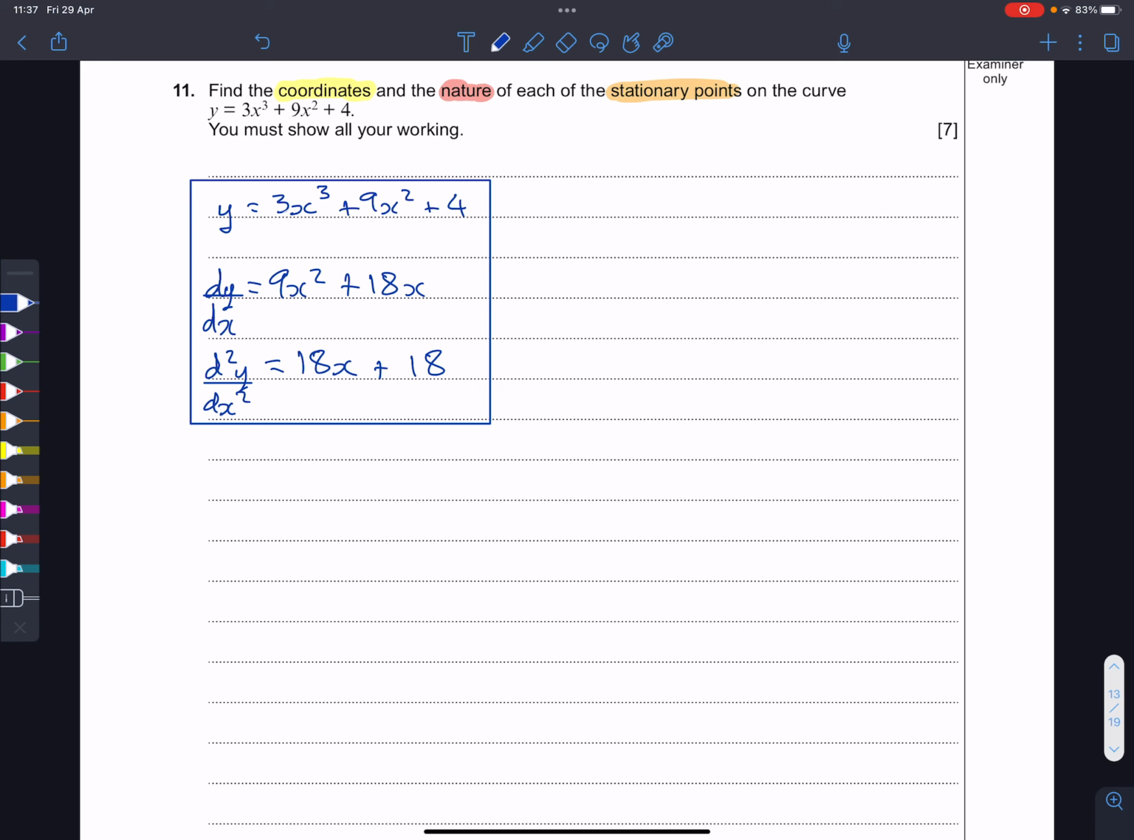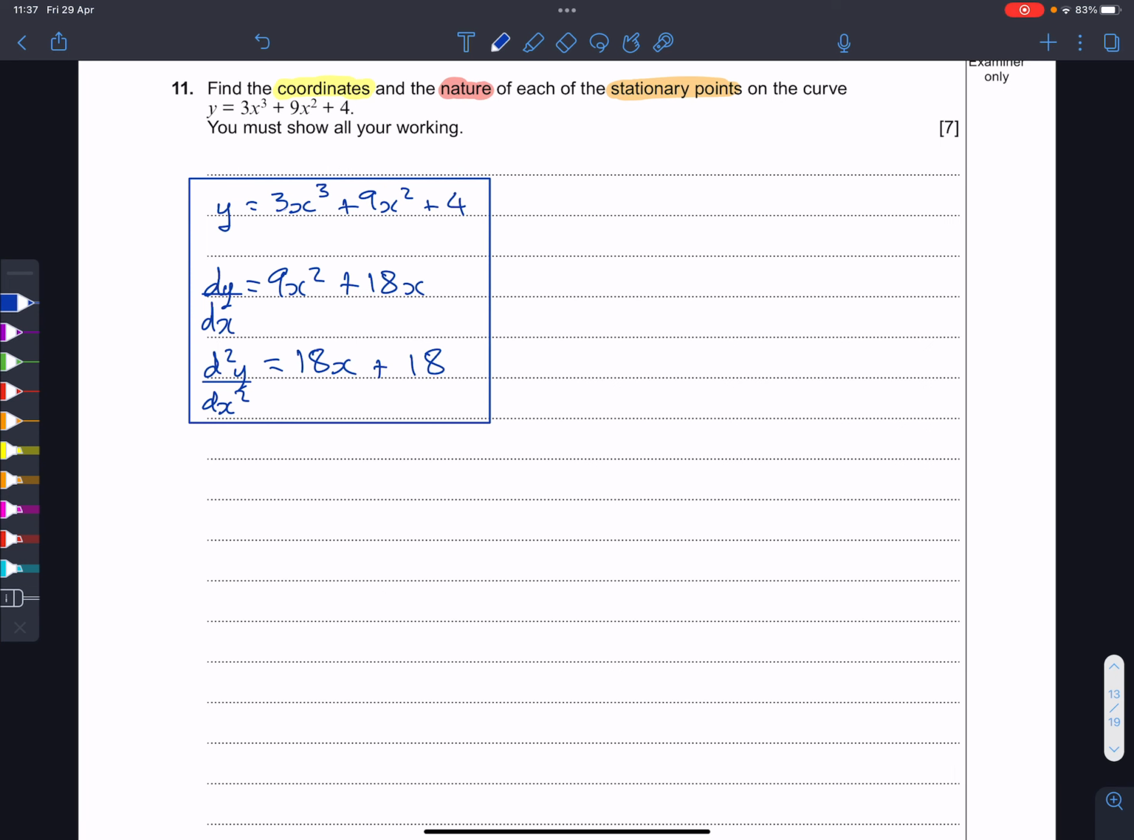So we want to find the coordinates and the nature. So the first thing I need to say is that this curve is stationary when dy by dx is 0. That means when the gradient isn't positive or negative, so the graph isn't moving upwards or downwards, it's just staying where it is. So I have an expression for dy by dx. There it is. So I make that substitution: 9x squared plus 18x equals 0.